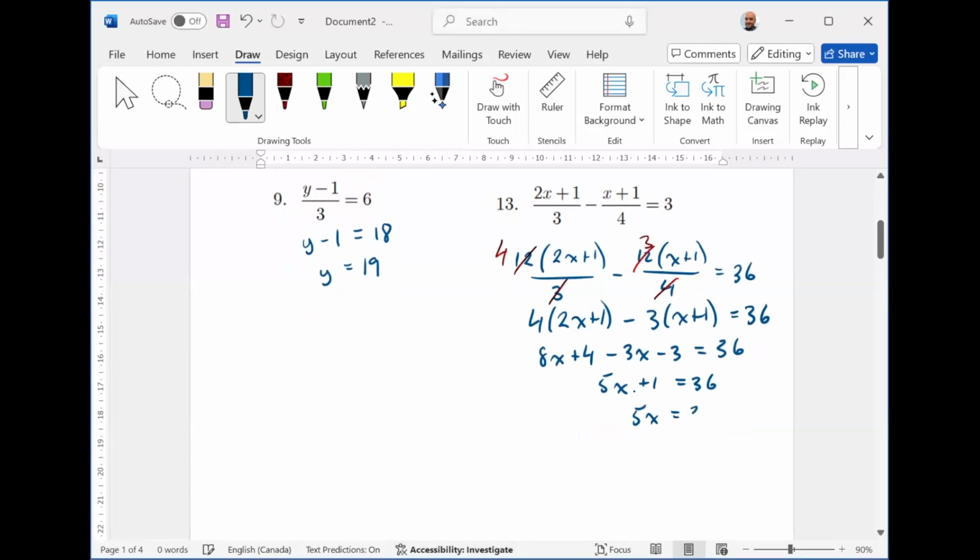5x is going to equal 35. So therefore x is equal to 7. Okay.